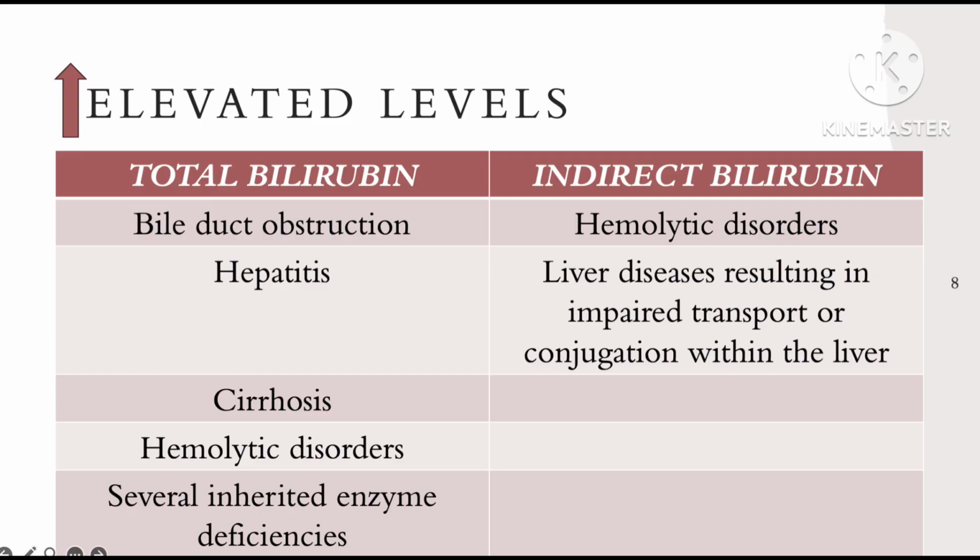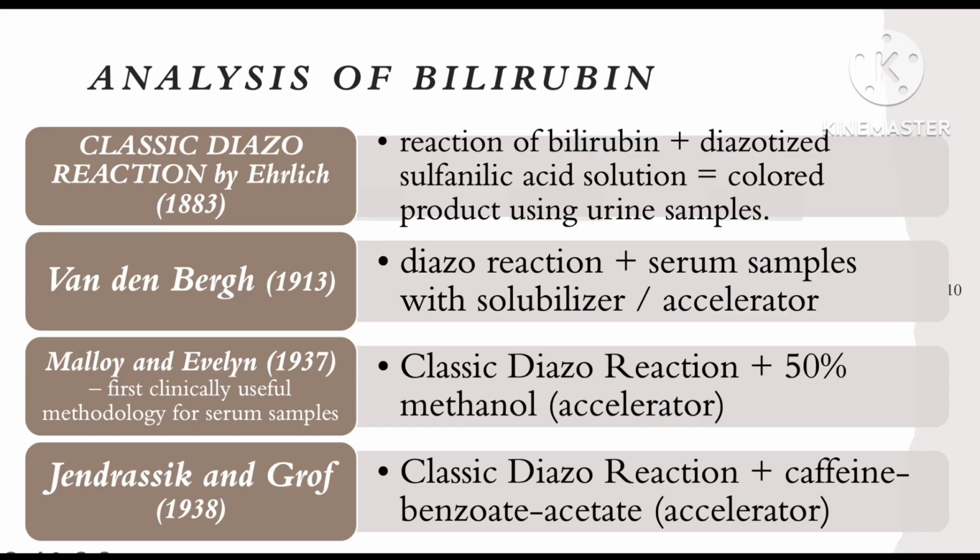If it is drug-induced, then it is due to the intake of rifampicin and probenecid. Let's proceed to the analysis of bilirubin. The goal of bilirubin analysis is to measure total, direct, and indirect bilirubin in biological samples, could be serum or plasma, and also urine, using chemical color reactions.